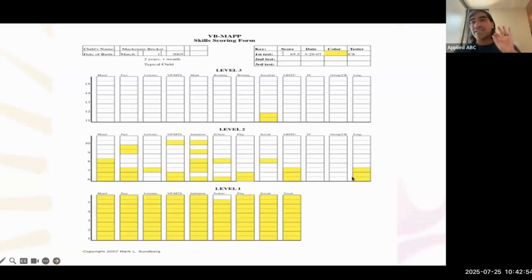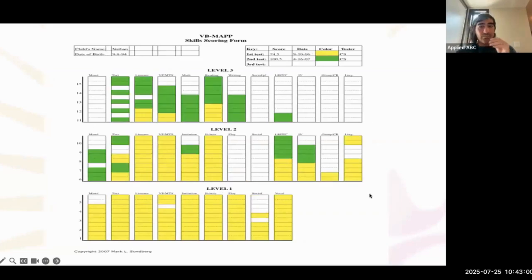Every one of those rectangles is half a point. The maximum amount you can get in a VB-MAPP is 170. So this is a reassessment of a learner, not the same learner, you can see, but a similar learner in terms of the amount of language they're starting with. And then the second assessment is in green. So it's like, okay, we've been teaching this child for 6 months. These are the skills that they've acquired.